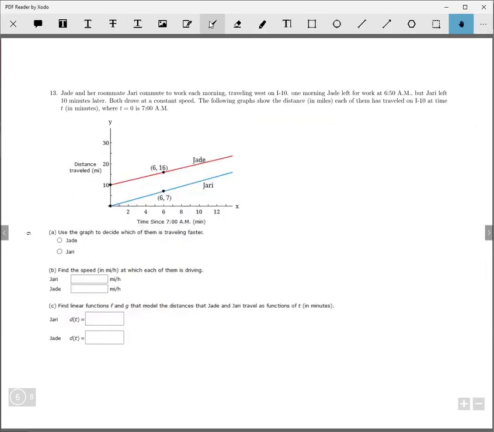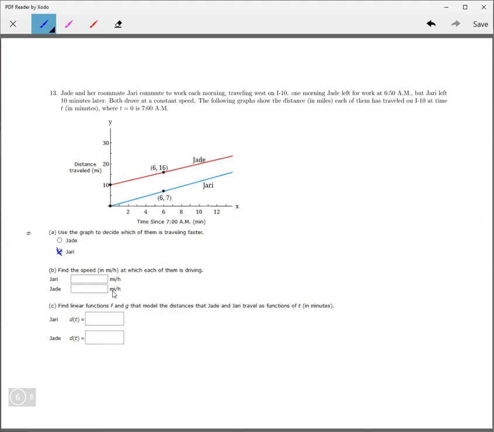Okay, number 13. Jade and her roommate Jari commute to work each morning, traveling west on I-10. One morning, Jade left for work at 6:50 a.m., but Jari left 10 minutes later. Both drove at a constant speed. The following graphs show the distance in miles each of them has traveled on I-10 at time t in minutes, where t equals 0 is 7 a.m. Okay, so here's the graph. Which is traveling faster? Well, Jari has a slightly steeper slope, so Jari is traveling faster.